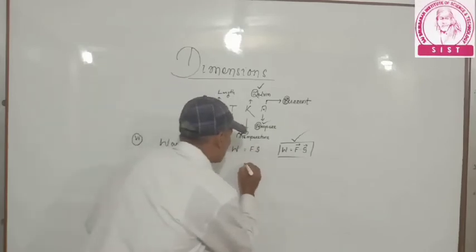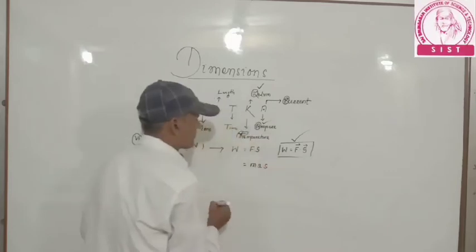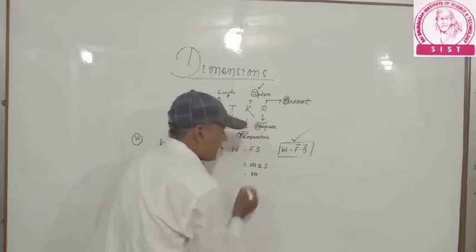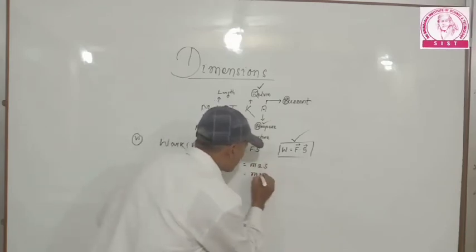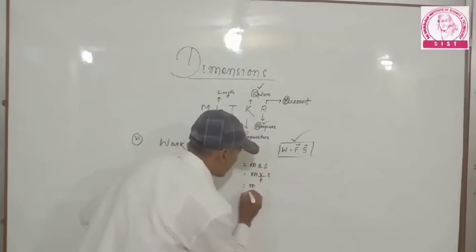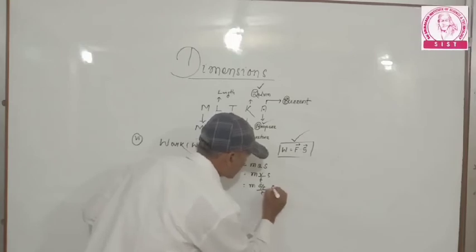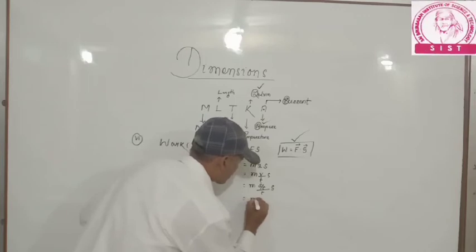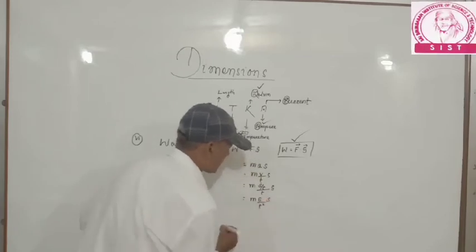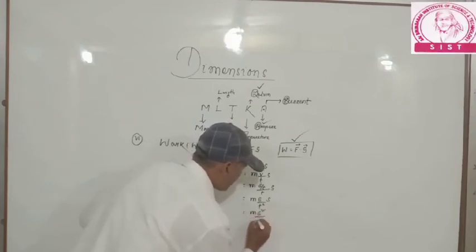F is equal to how much? Ma into S. M into A, split A as V by T, into S. Again you split V: M S by T into S is equal to M S by T square into S. How much is it? M S square by T square.